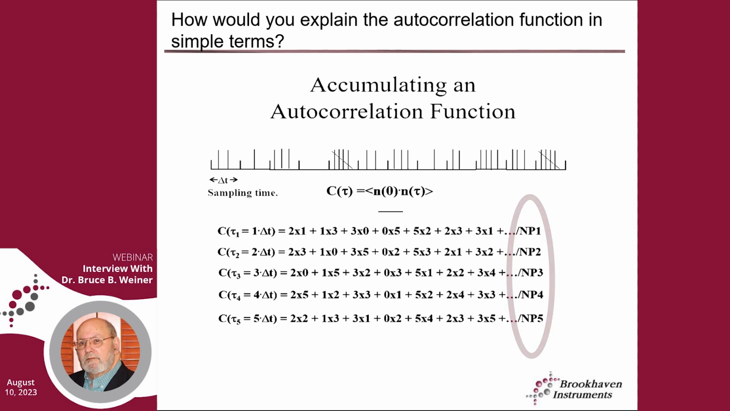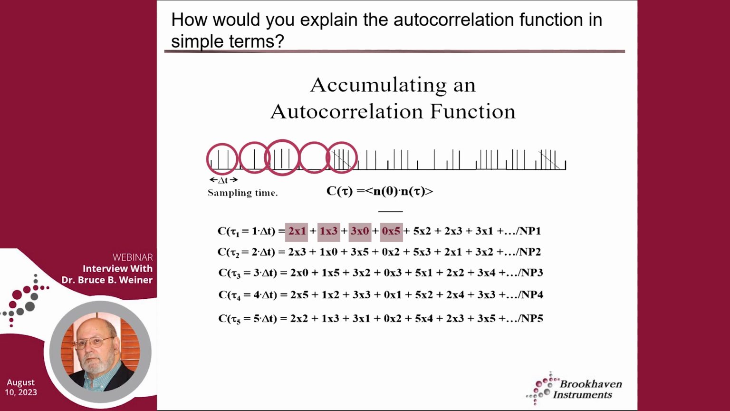So if you look at that first line, the correlation coefficient at tau 1, the first delay time, is 2 times 1, 1 times 3. So I'm multiplying each bin times the next bin. You add that up a million times and divide by the number of bins, and you get your first correlation coefficient. But now you want to look at counts that are 2 bin times away.